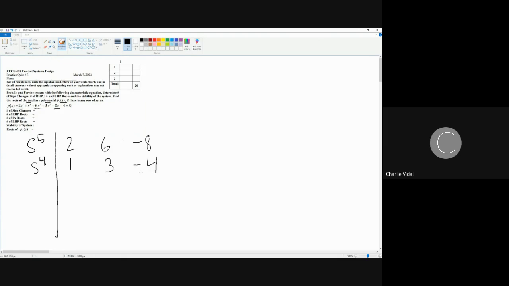So if you just look at this question, what do you see over here? What do you see that catches your eye? And I'll give you a couple of seconds to think about it.